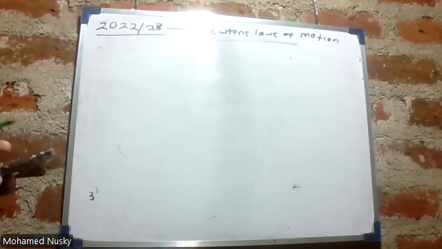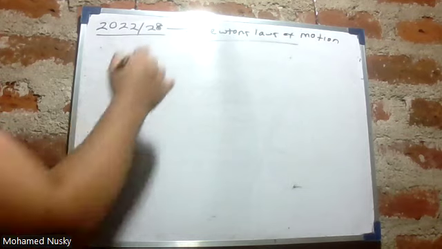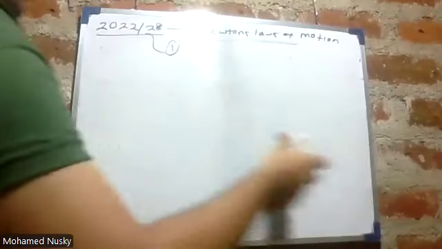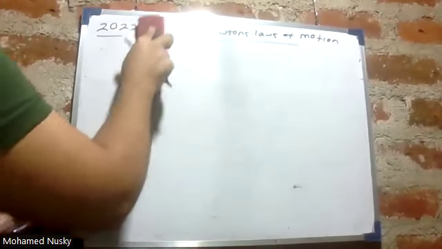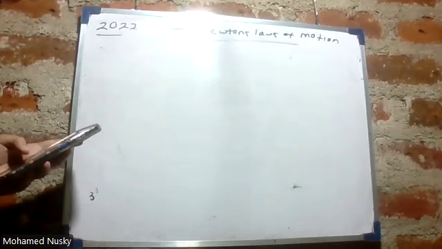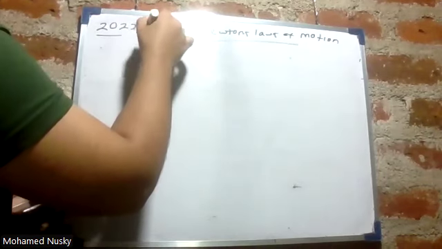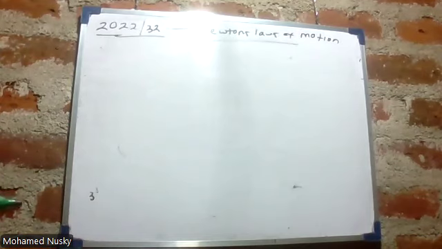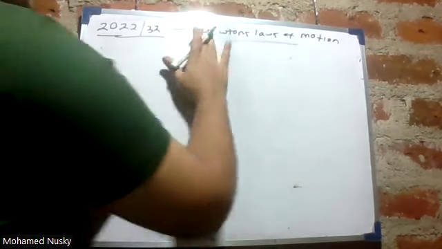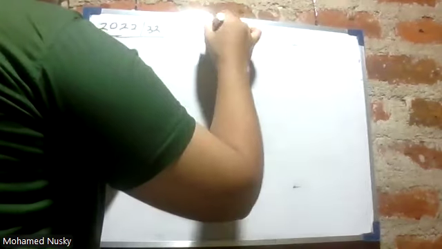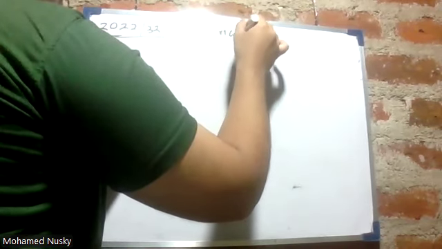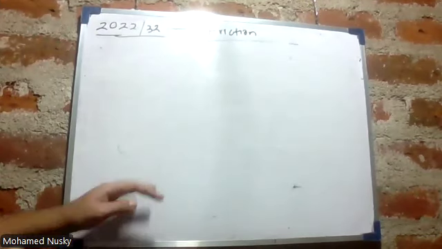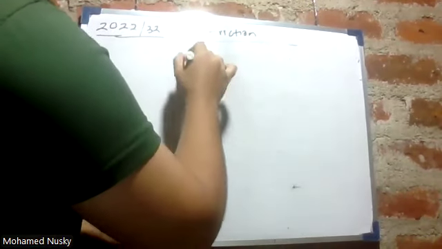So that's it. 2022, question 28, answer 1. Now the 2022 32nd question. It is related to friction. Now there is an object.